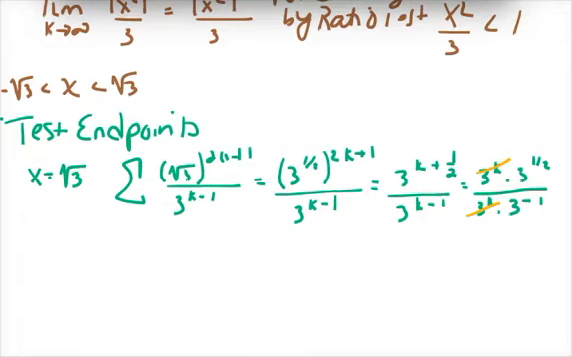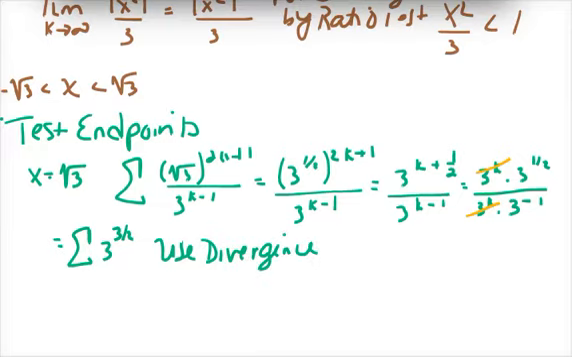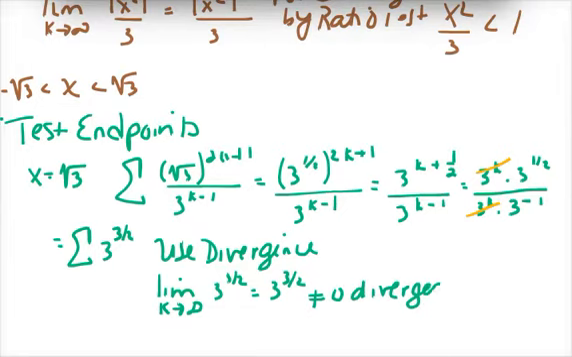And what I'm left with is the sum of 3^(3/2). Let's use the divergence test in this case. I'm going to use the divergence test. The limit as k goes to infinity of 3^(3/2) is equal to 3^(3/2), which does not equal 0, so it diverges by the divergence test. Okay, so that endpoint is not included.